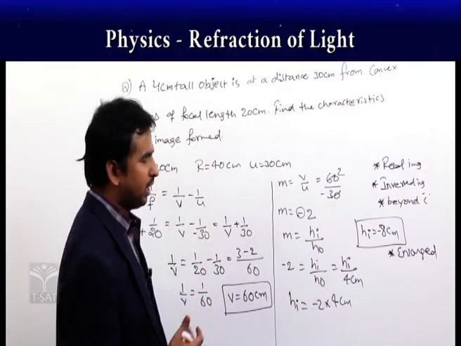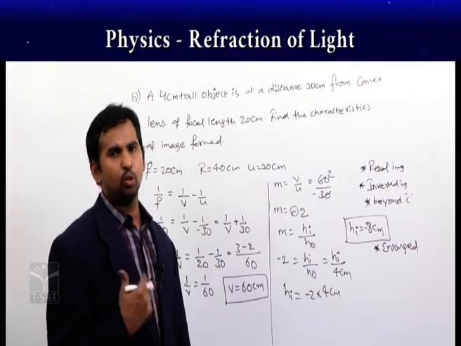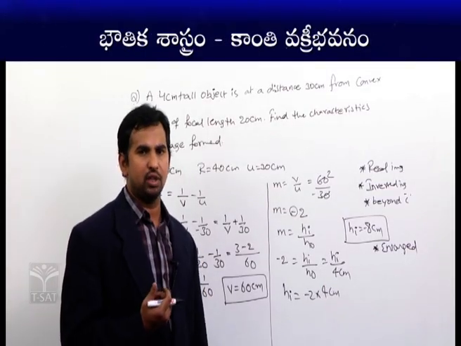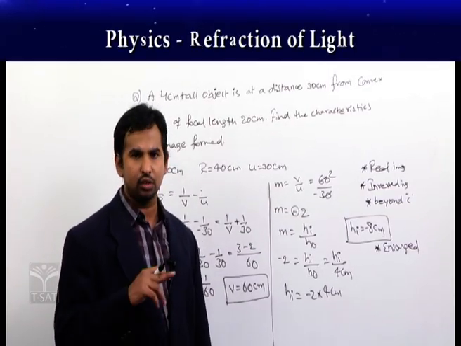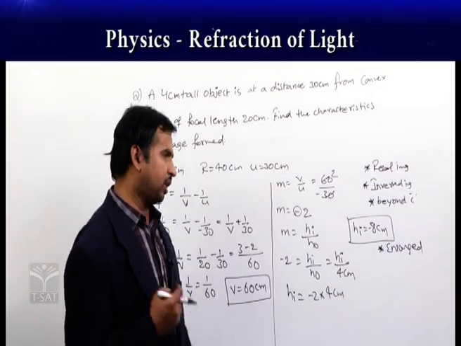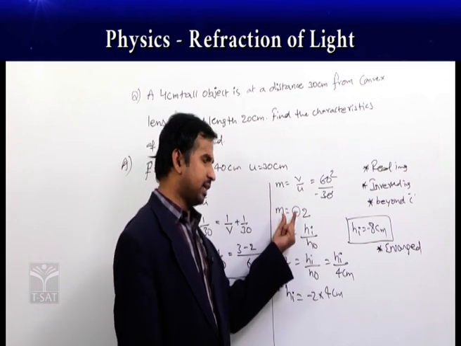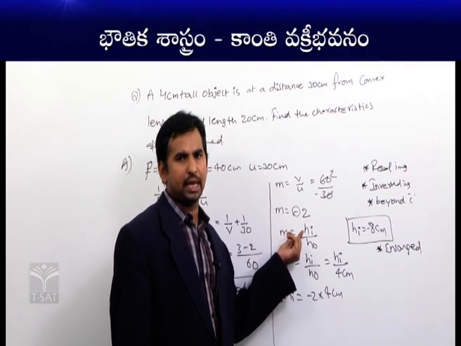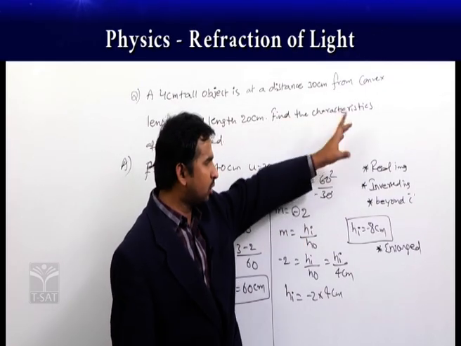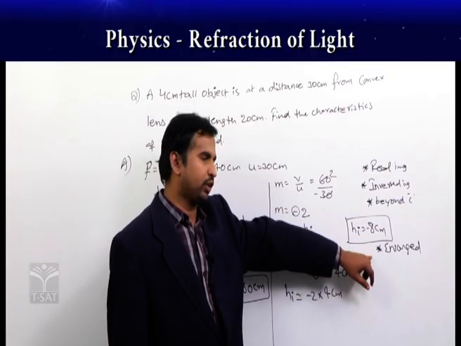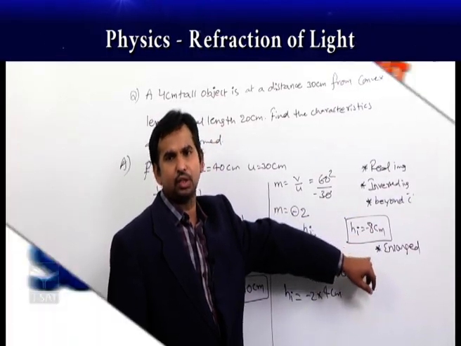That's why we are getting a magnification value more than 1, and the final height of the image is 8 centimeters, which is 2 times the size of the object. Another important thing is that the minus represents that the image formed is below the principal axis. So these are the image characteristics we got: real and inverted, beyond the center of curvature, and an enlarged image.